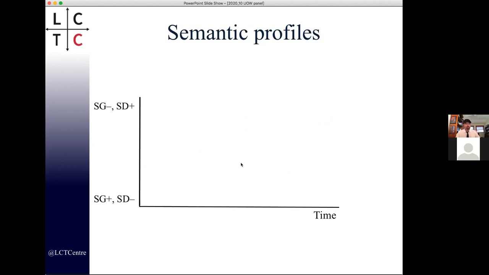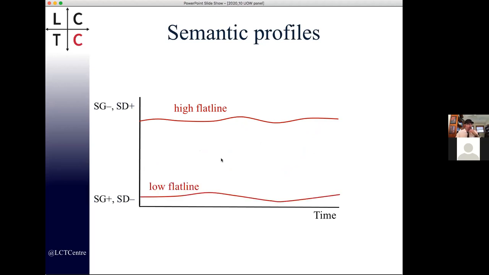First is the names for a couple of profiles. This is a high flat line, because it's high and a flat line. This is a low flat line. I'll just have a sip of my tea while you take in that difficult idea. This is a wave. It doesn't have to start and end at the top. It can start and end anywhere, as long as it's moving up and down, or down and up.